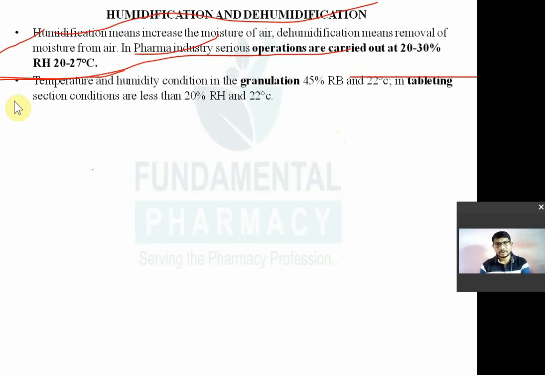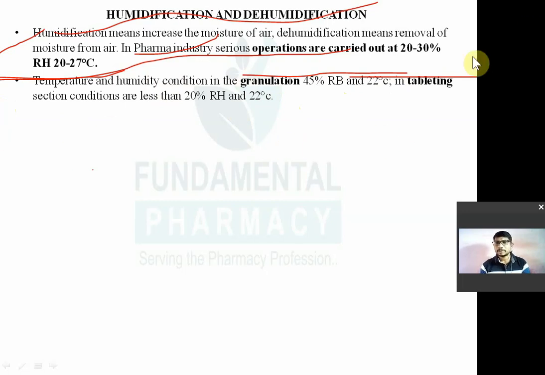Okay, so बाकी एरिया में भी टेम्परेचर कंडीशन, ह्यूमिडिटी कंडीशन आपको कंट्रोल करना है. जैसे आपका प्रोडक्शन एरिया हो गया, ग्रैनुलेशन एरिया हो गया, स्टोर में कुछ नहीं होता, क्यूए डिपार्टमेंट में कुछ नहीं होता इसका. जैसे आपका बाकी ये क्वालिटी कंट्रोल का एरिया है उसमें भी मेंटेन करना पड़ता है. But these two are important. Temperature and humidity condition in the granulation area: 45% relative humidity and 22 degrees Celsius temperature. So you have to maintain a temperature of 22 degrees Celsius and humidity of 45% in the granulation area.